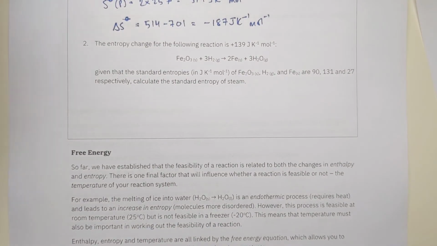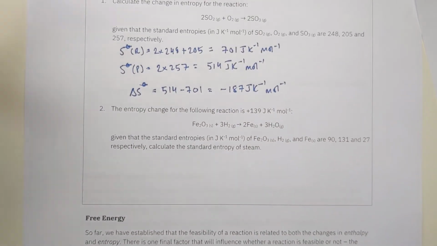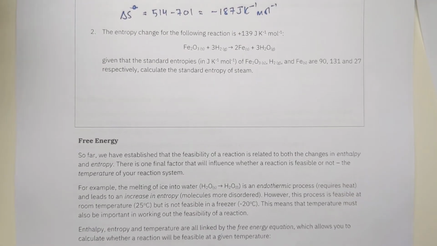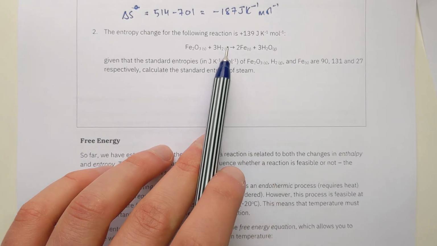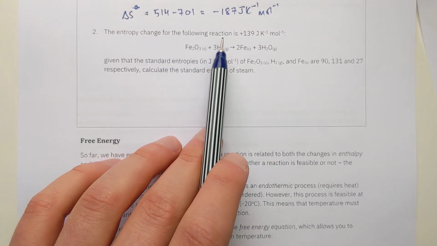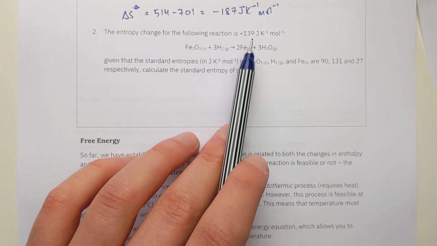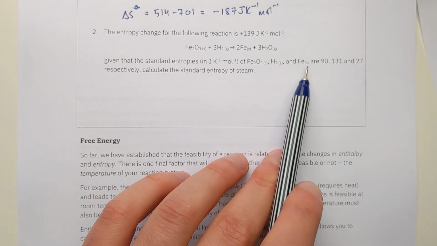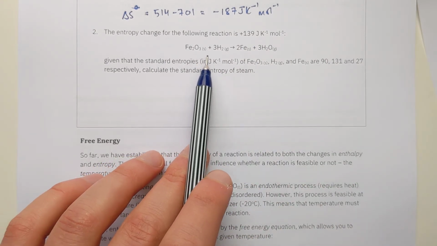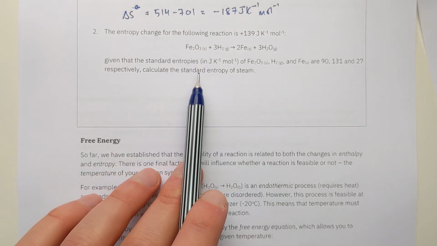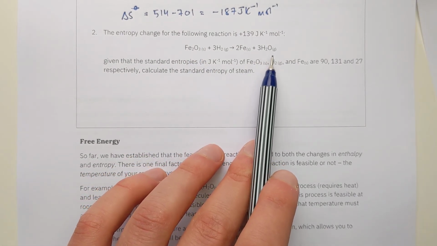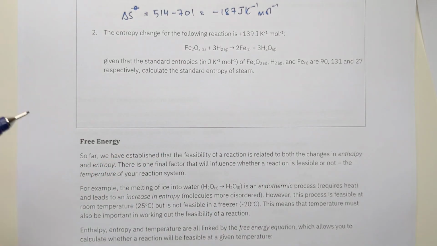Slightly different style question here, because obviously that's not too complicated. You're just adding numbers. They can get you to work out a missing entropy value. So we've got another process here. It's giving us at the start that the entropy change for that reaction is plus 139 joules per Kelvin per mole. We're given the entropy values for 3 of the substances in the equation. We're asked to calculate the standard entropy of steam, so that's this H2O here. Don't treat it any differently, just have a missing value.